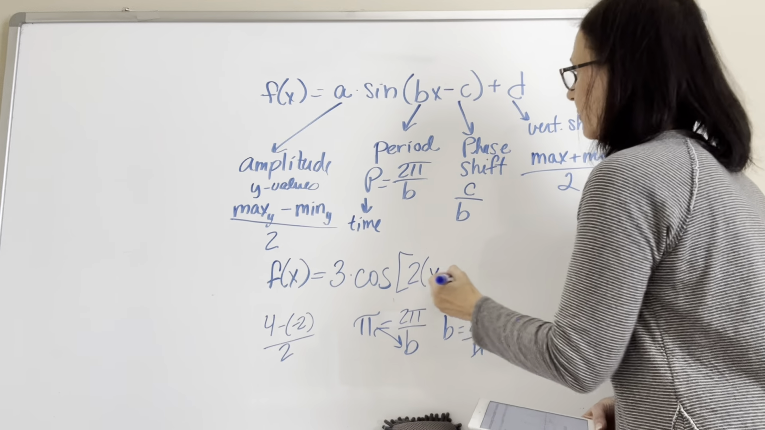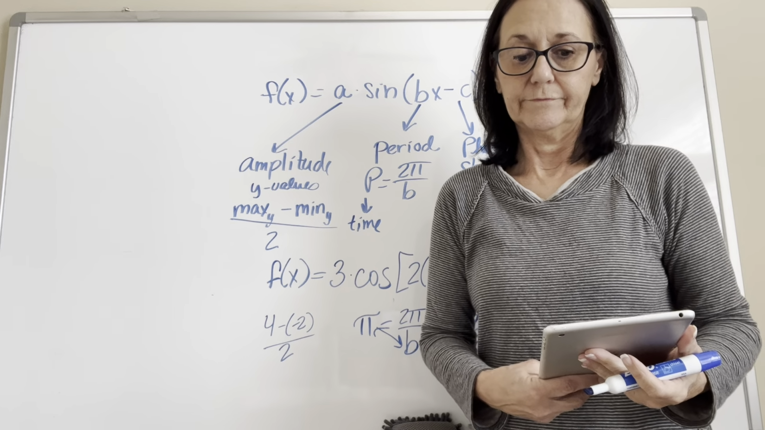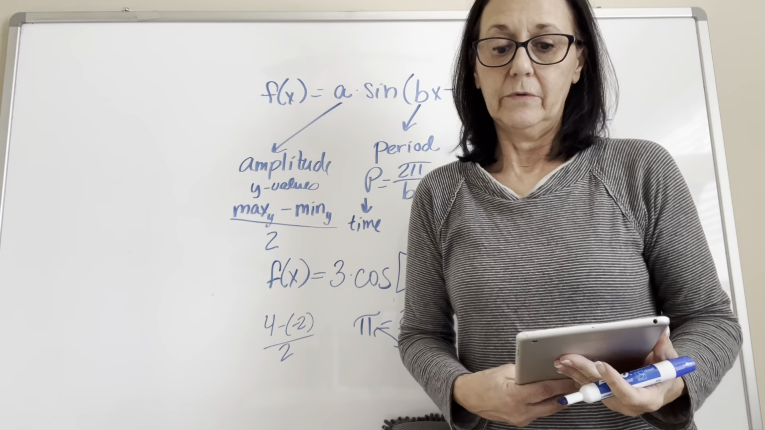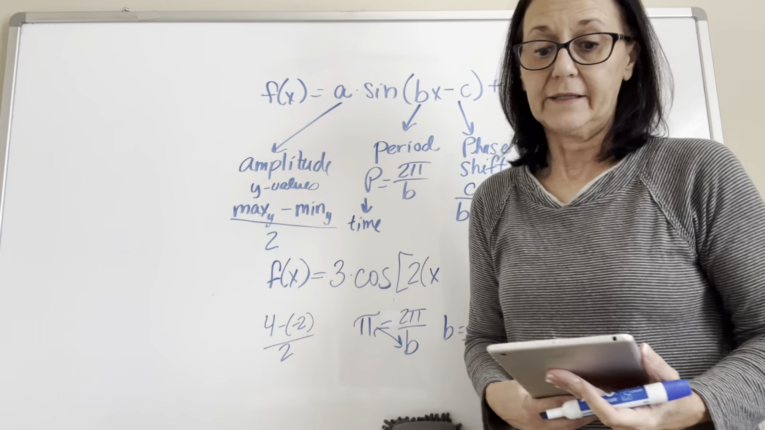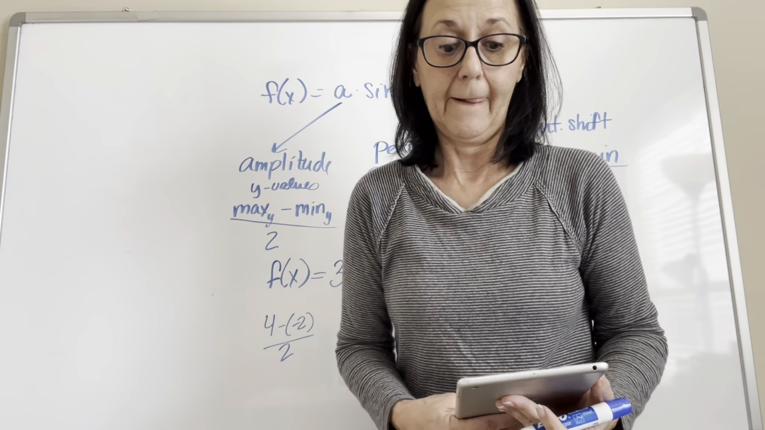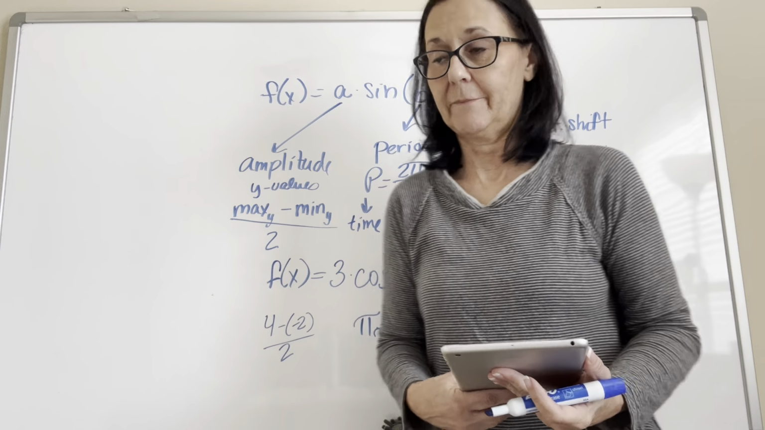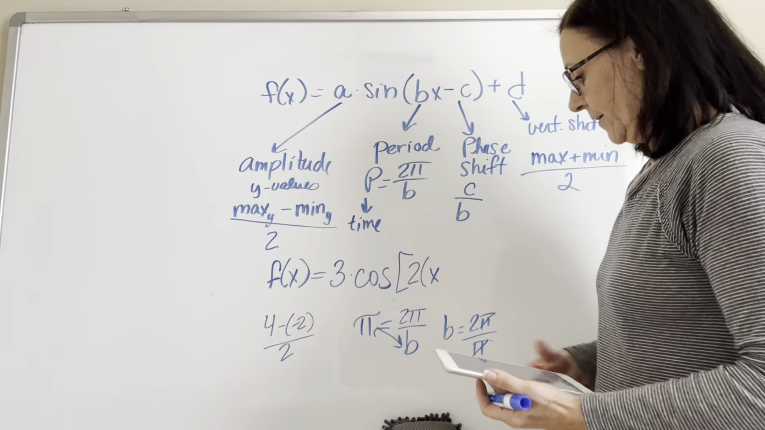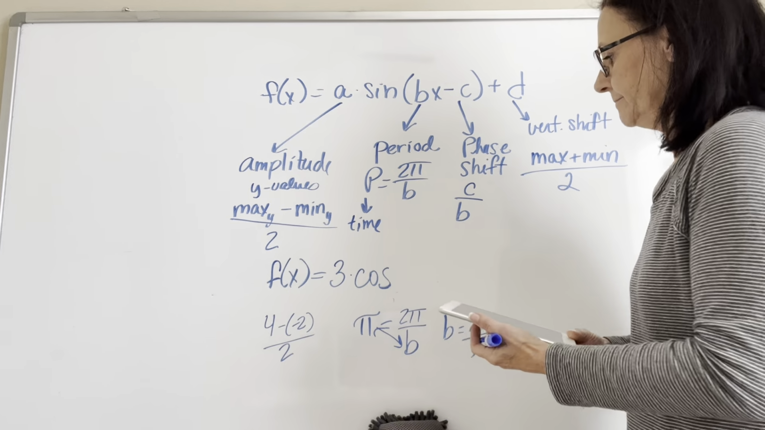I used X, so we'll use X. Has it been shifted left or right? There is no phase shift, because it starts at 0. So I didn't even need that. It can just be 2x.